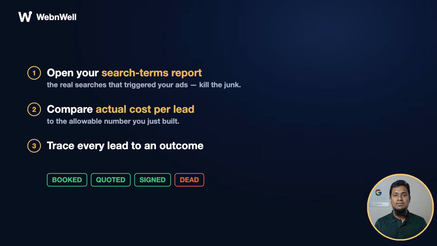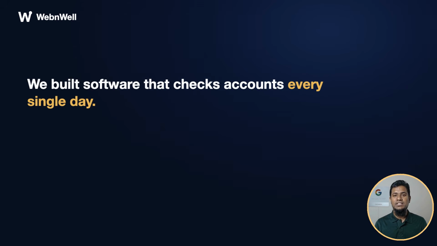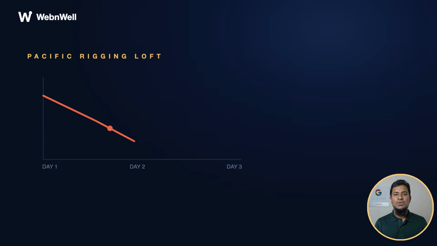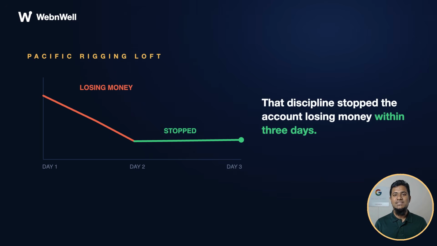It's weeding a garden. My agency built software that checks our clients' accounts every single day because drift caught on day 1 costs a click, not a month's budget. When Pacific Rigging Loft came to us, that discipline stopped the account losing money within 3 days.